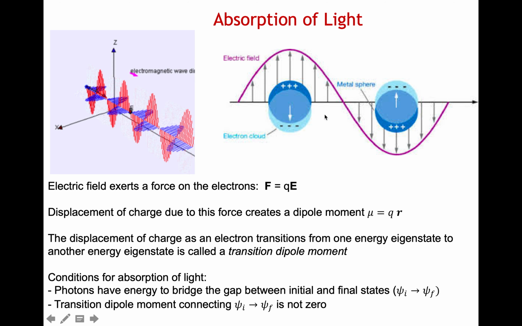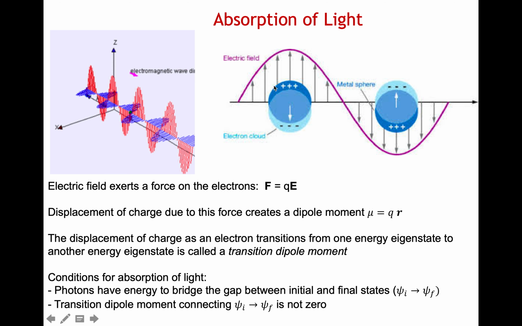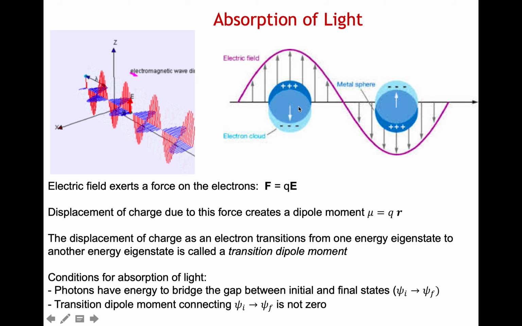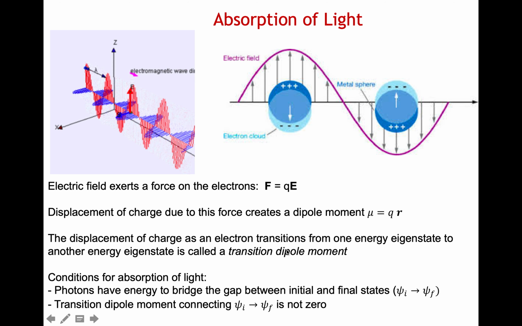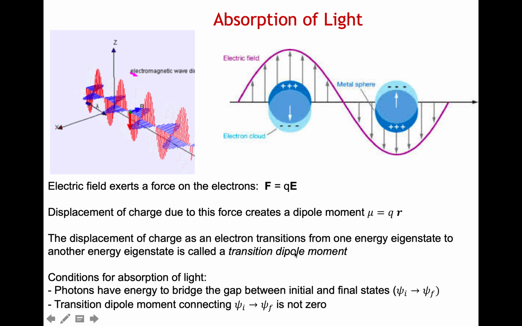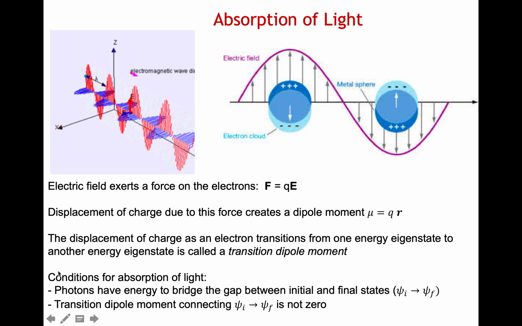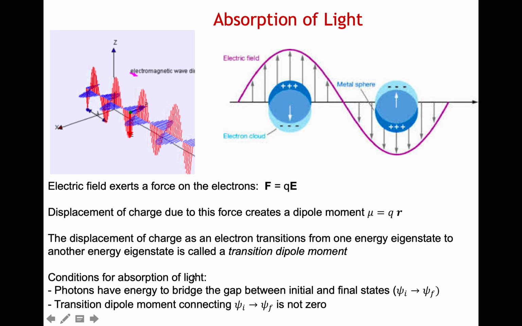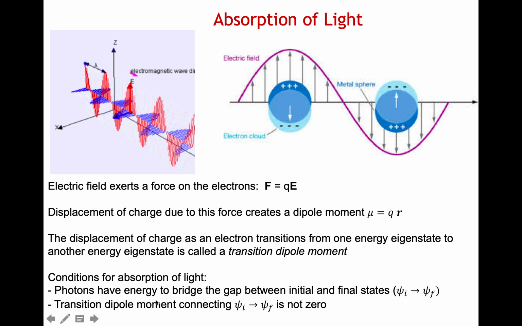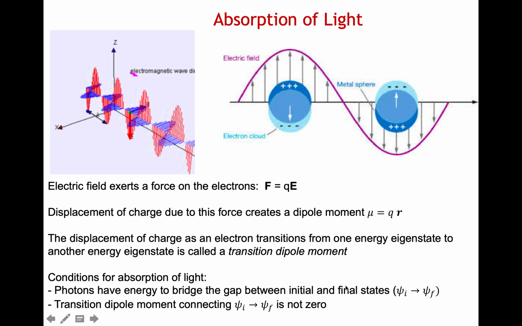Now, if the displacement of charge is associated with the transition from one energy eigenstate to another energy eigenstate, then the dipole moment associated with that transition is called a transition dipole moment. This is a really important concept for the absorption of light. Basically, the two conditions for a material absorbing light are, number one, the photons absorbed have to have energy to bridge the gap between some initial state and the final state involved in the transition.